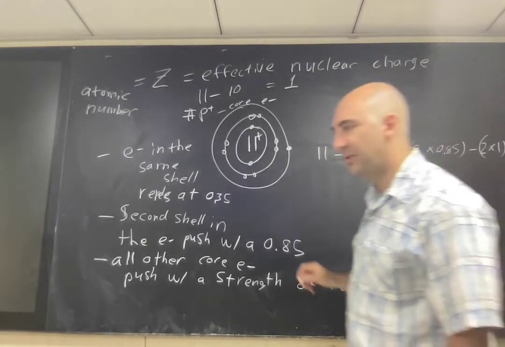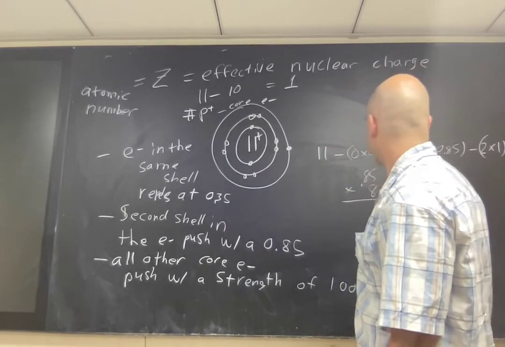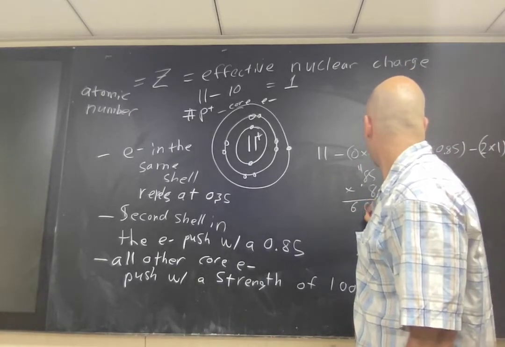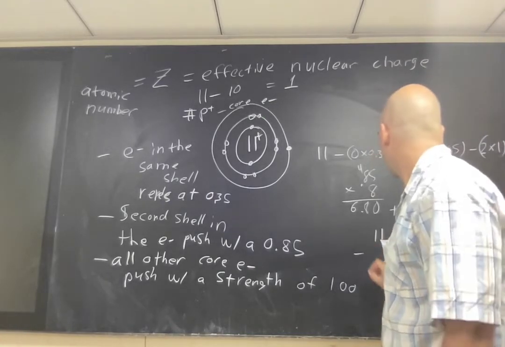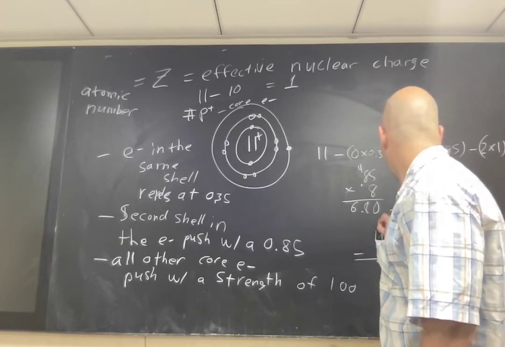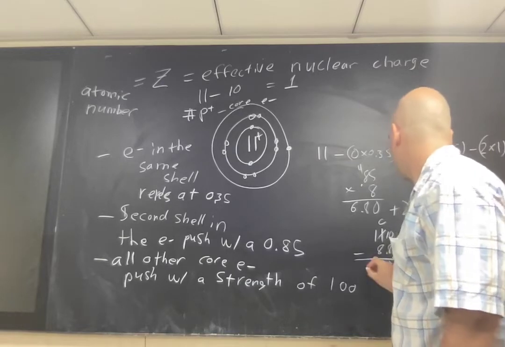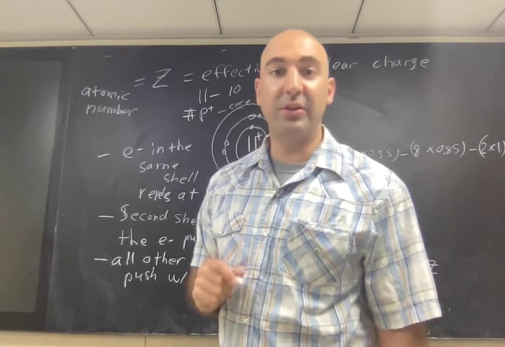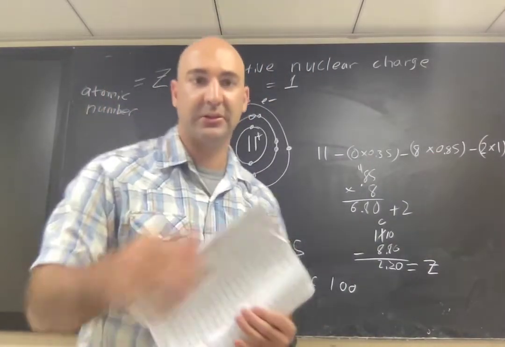So if I take this 0.85 times 8, 8 times 5 is 40, carry the 4, 8 times 8 is 64, 68, so 6.80, plus 2, so it's going to be 11 minus 8.80, carry the 1, 2.20 equals this Z.